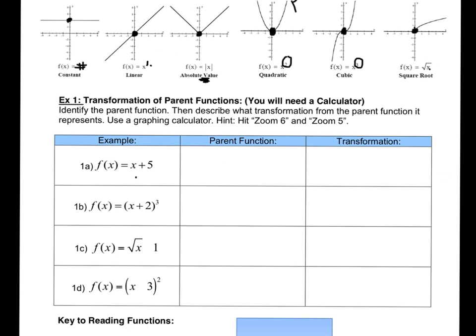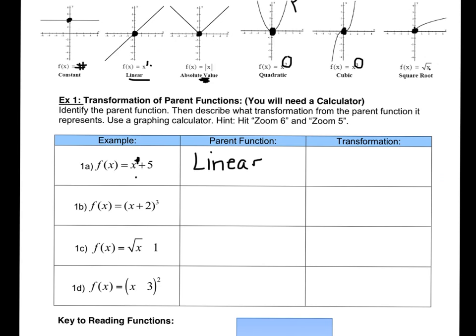The first thing I would do when trying to decide on a parent function is look at the exponent on the x. See how there is no exponent on that x? It means that it's a 1. Which parent function has a 1 for an exponent on the x? The linear. So this parent function is linear.